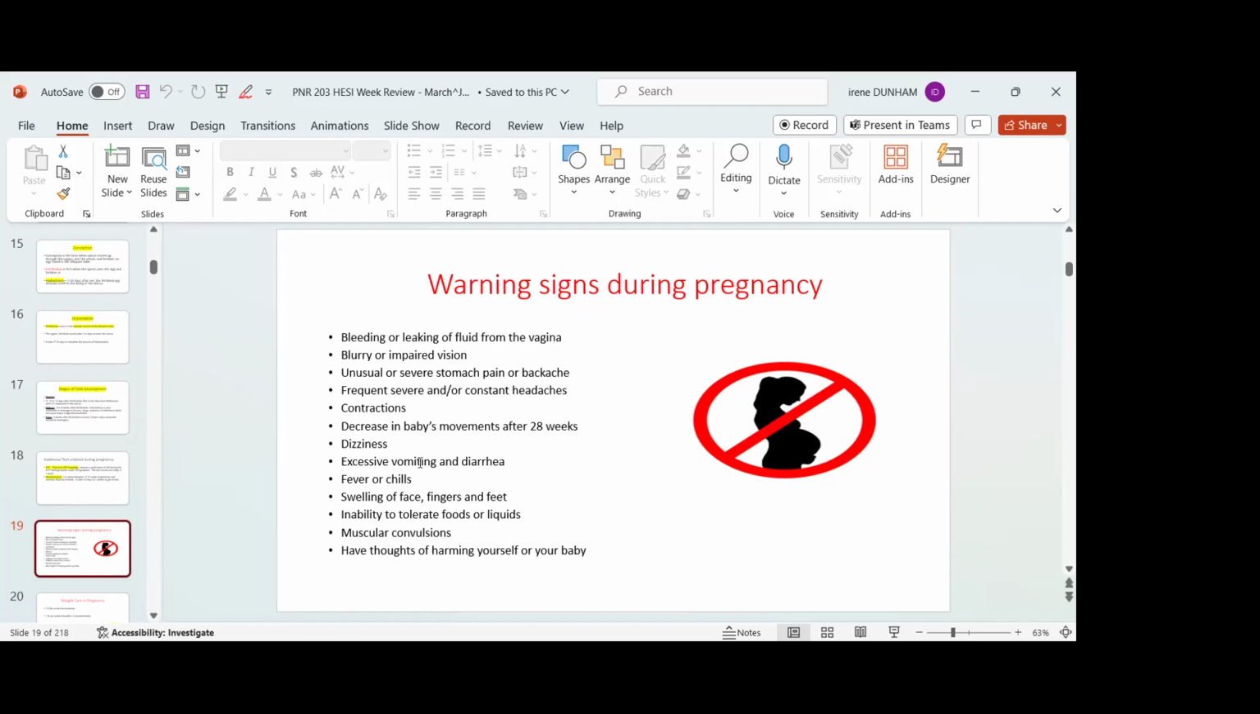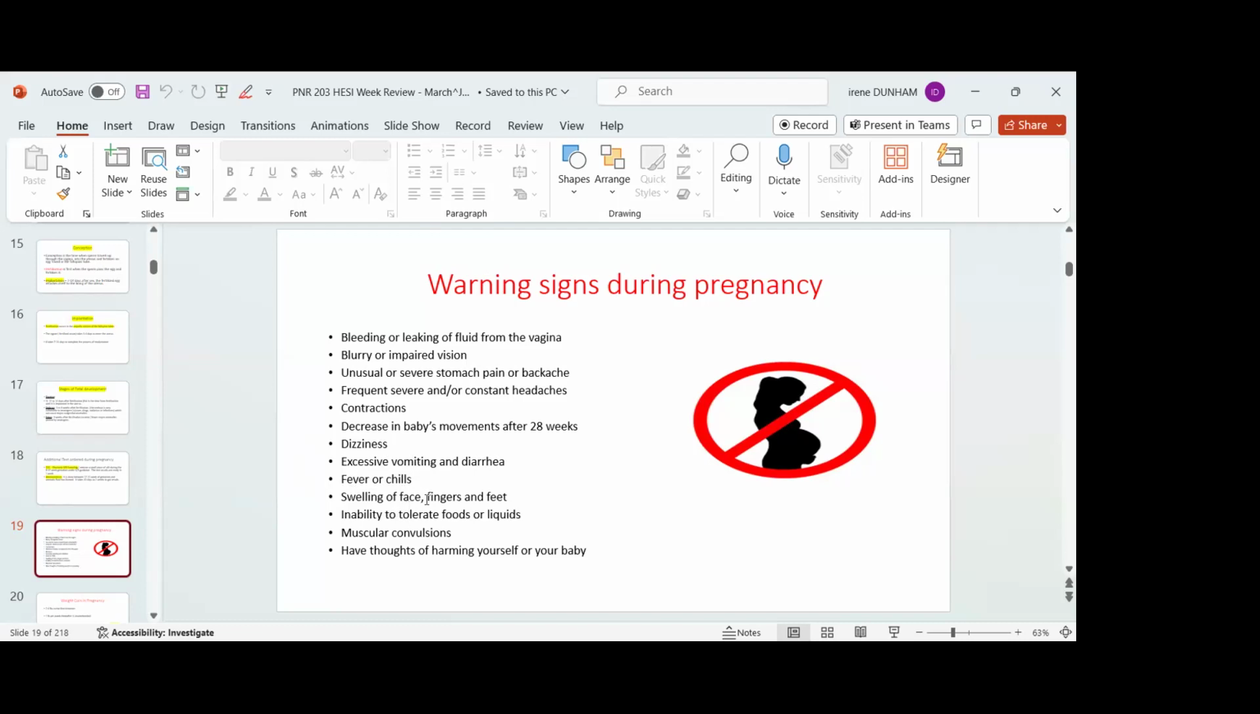Dizziness, excessive vomiting and diarrhea. That could be from hyperemesis gravidarum. Remember that? Okay. And so we don't want her to have excessive vomiting and diarrhea, because it all leads to electrolyte imbalance, which is never good for a pregnant woman. Fever, chills, she could be having an infection. And so this is never good. This is a warning sign.